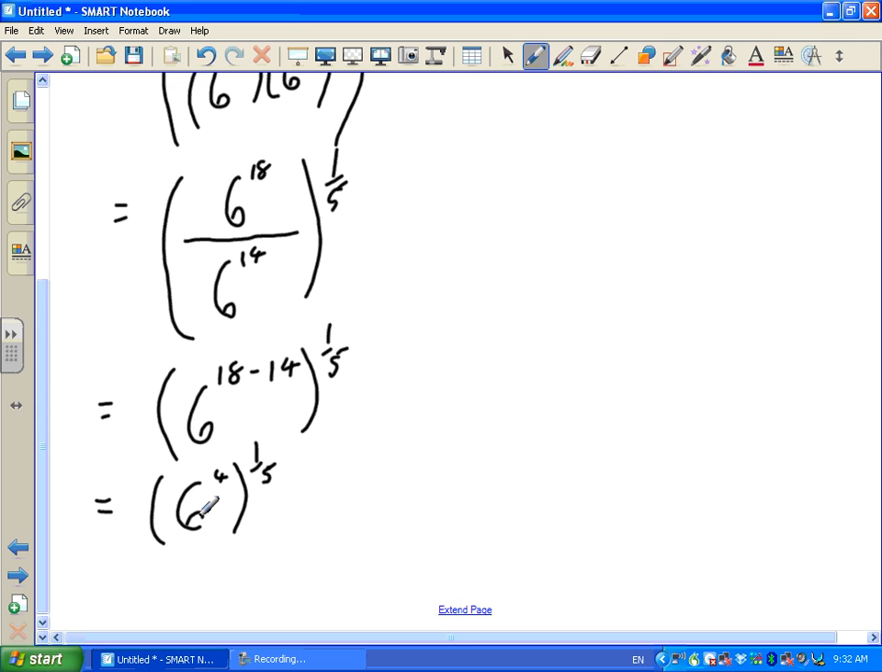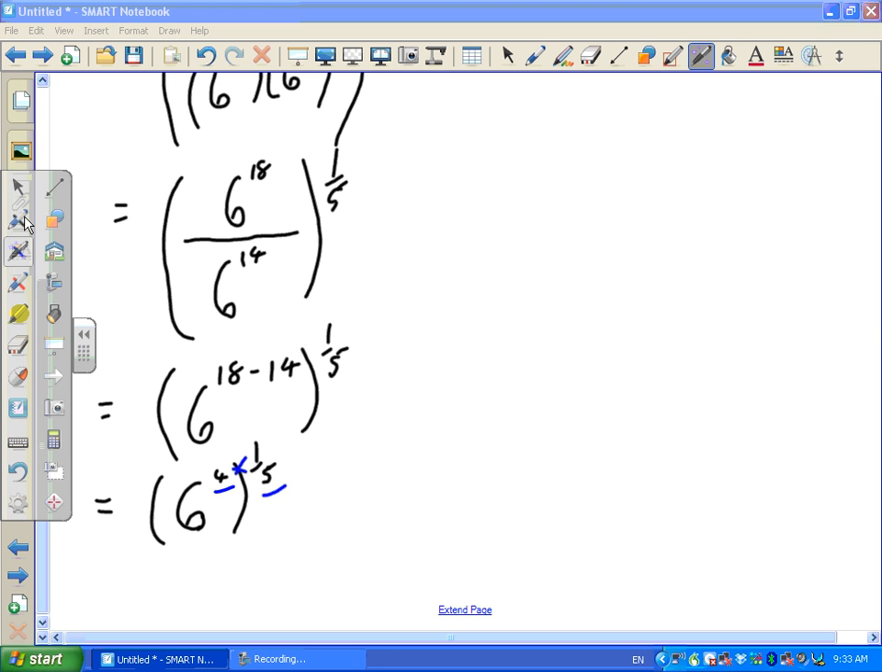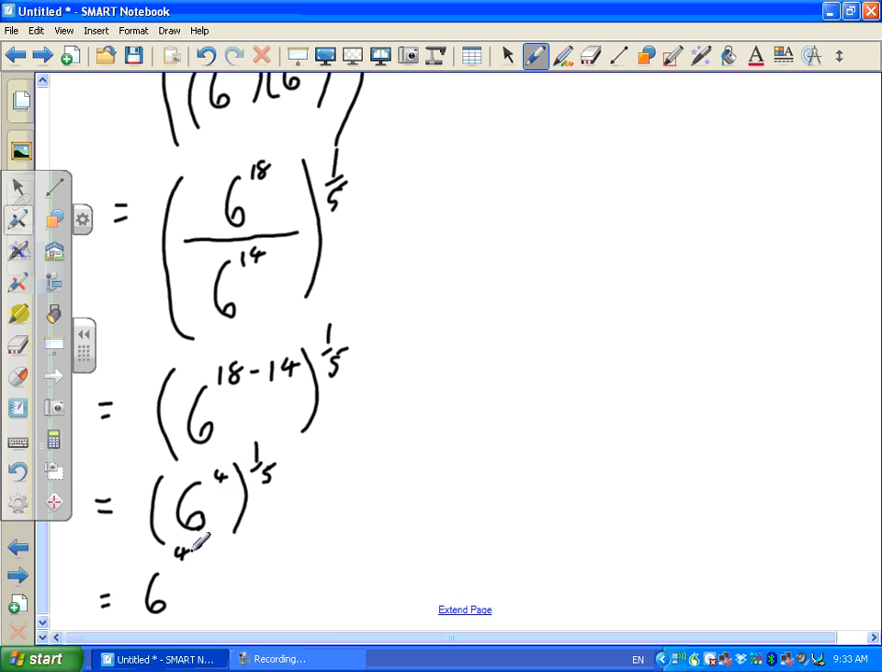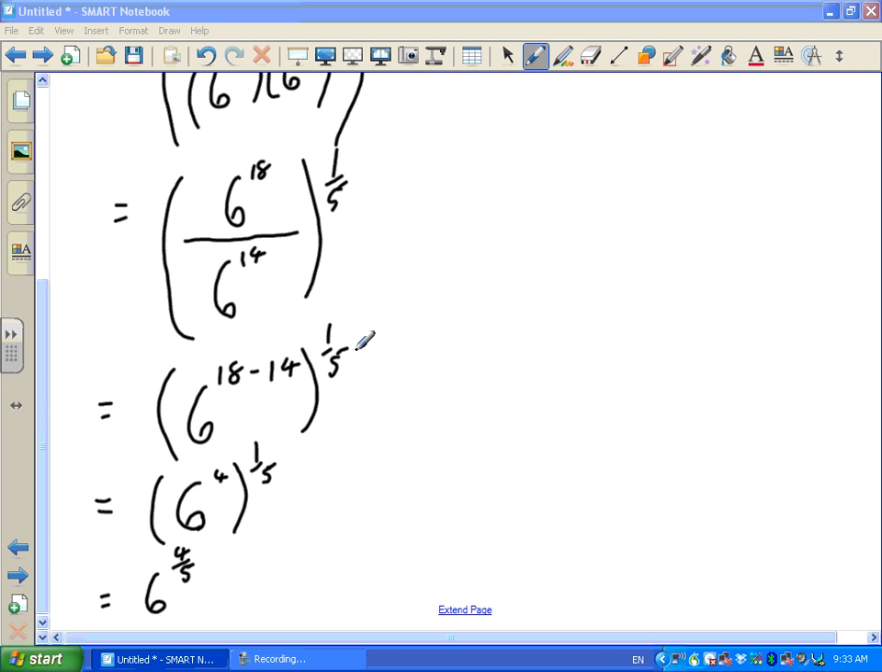This is where many of you made a mistake. 6 to the power of 4. This is still a power of a power, so I'm going to multiply those two exponents. So I have 4 times 1/5. That's just going to give me 6 to the power of 4 over 5. That is your final answer for question number 7. Three marks. While you're copying that, I'm just going to write 8 beside it.